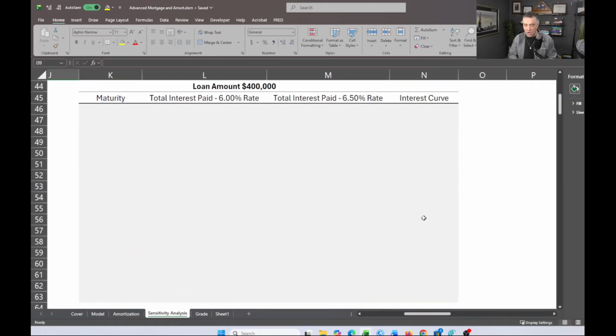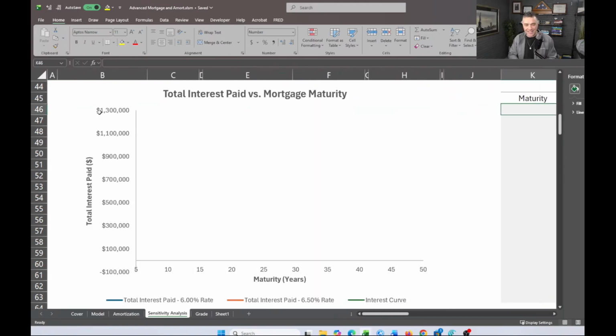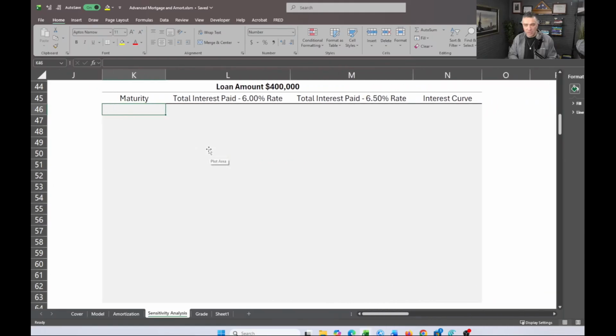Next, we're going to look at our maturity. So we're going to compare the total interest. So we're going to do, and then we're going to have a graph that shows, and I think will be complete. We'll have everything completed.